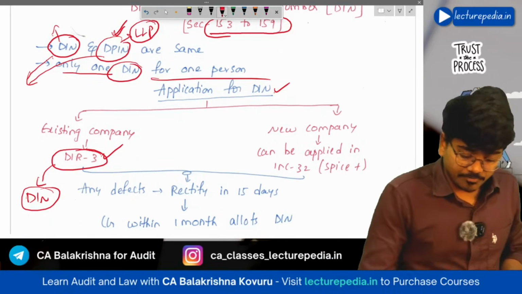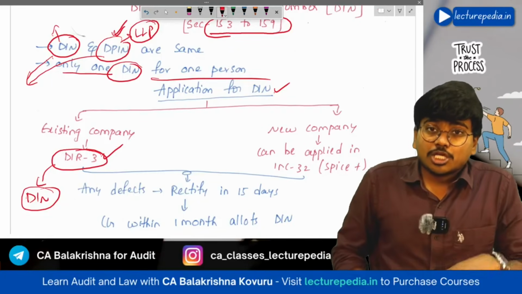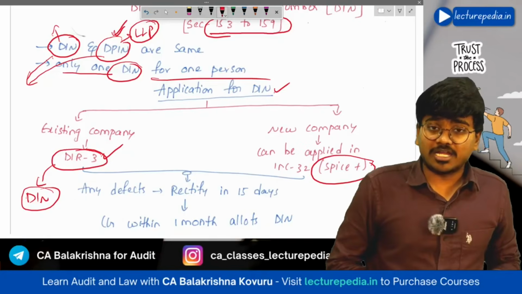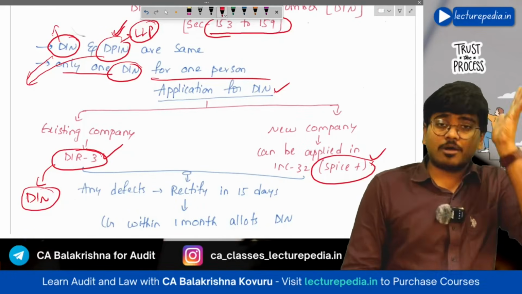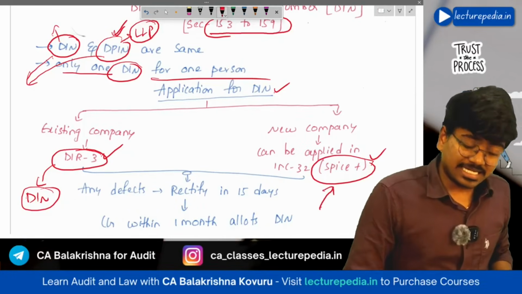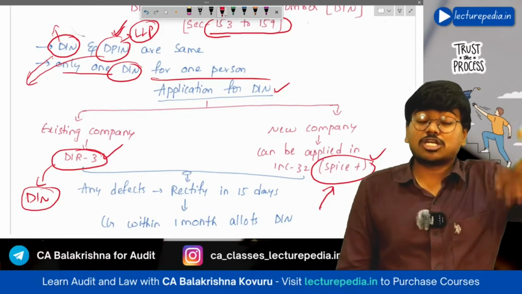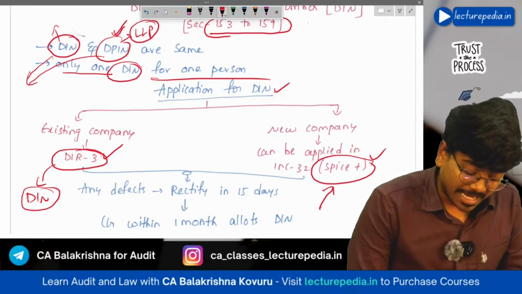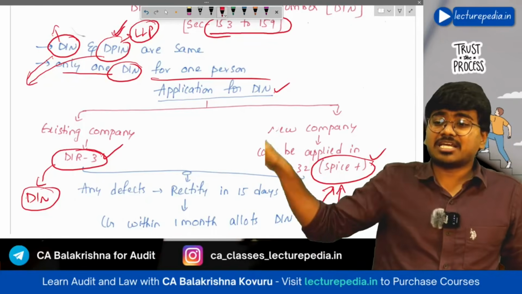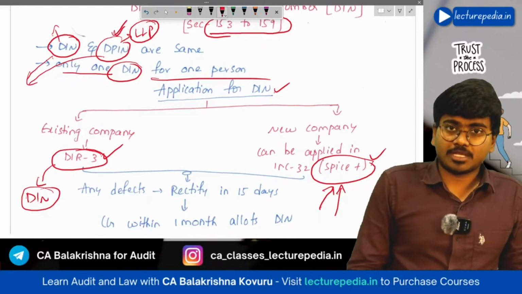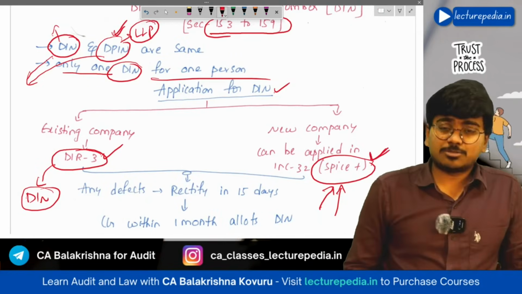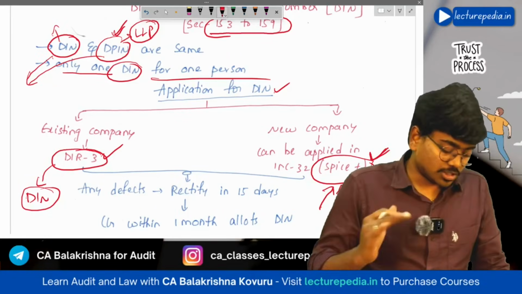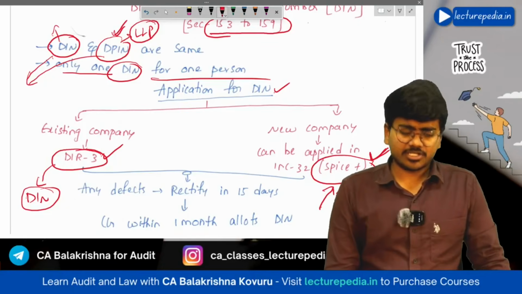In such a situation, for incorporation of a company, you will file a form, right? The SPICe+ form you will file. In that SPICe+ form itself, if you give your details, MCA will automatically allot a DIN to you along with the company incorporation. A maximum of 2 directors' details can be given in this SPICe+ form. So along with this SPICe+ form, you can get your DIN also. So these are the two ways for getting a director identification number.